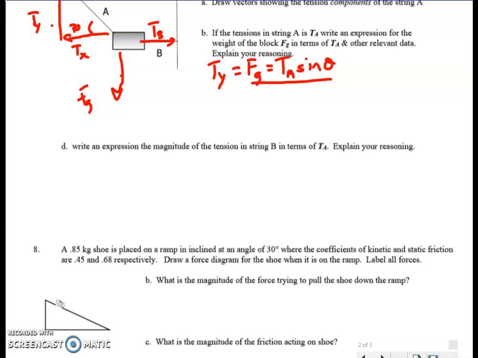In this one, TB is balanced by TX. So you'd say TB equals TX, but you can't stop there. You got to do it in terms of the actual A. And so what is TX? Well, that's TA times the cosine of the angle. And some of you didn't do this last step.